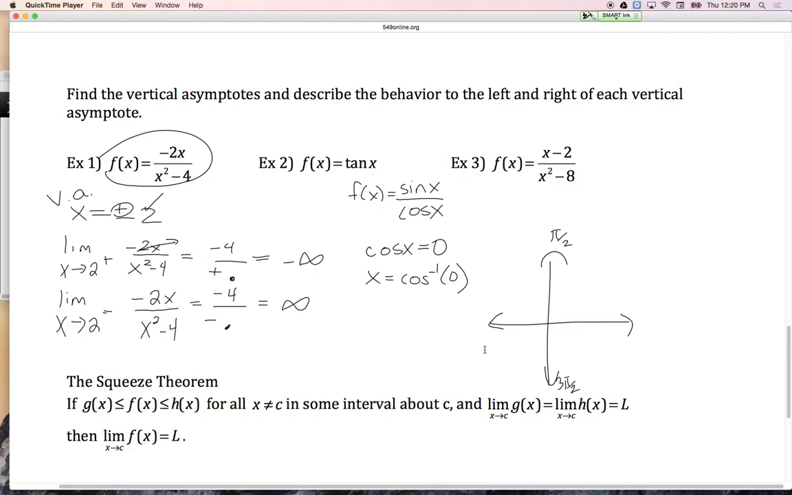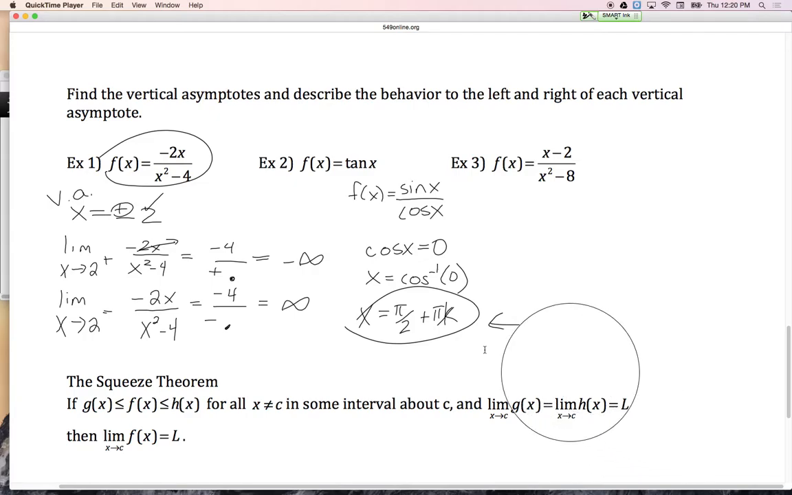So how can I write that down? x equals pi over 2 plus pi k. Yeah, I can just do x equals pi over 2 plus pi k. Okay? That's it. That's all your VAs.